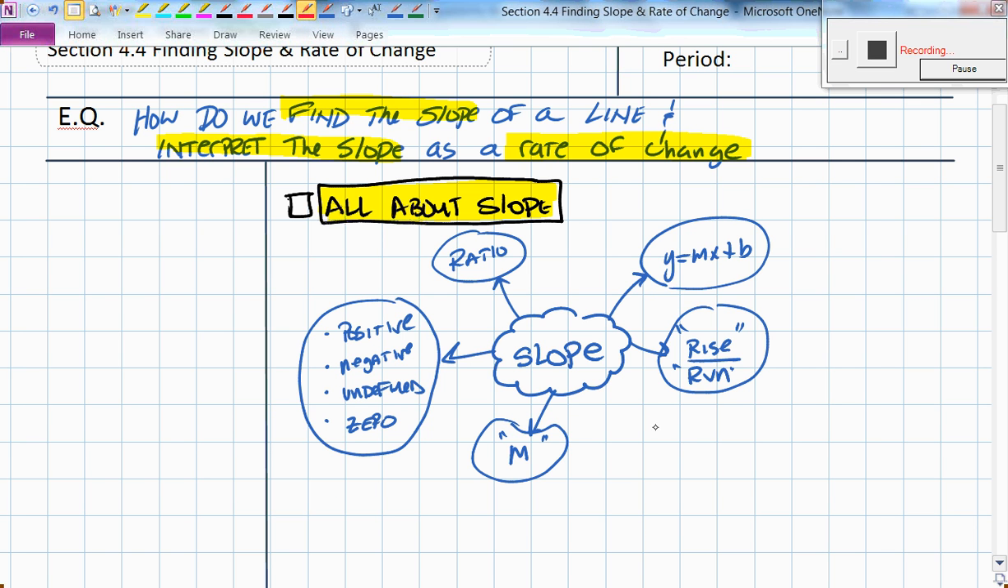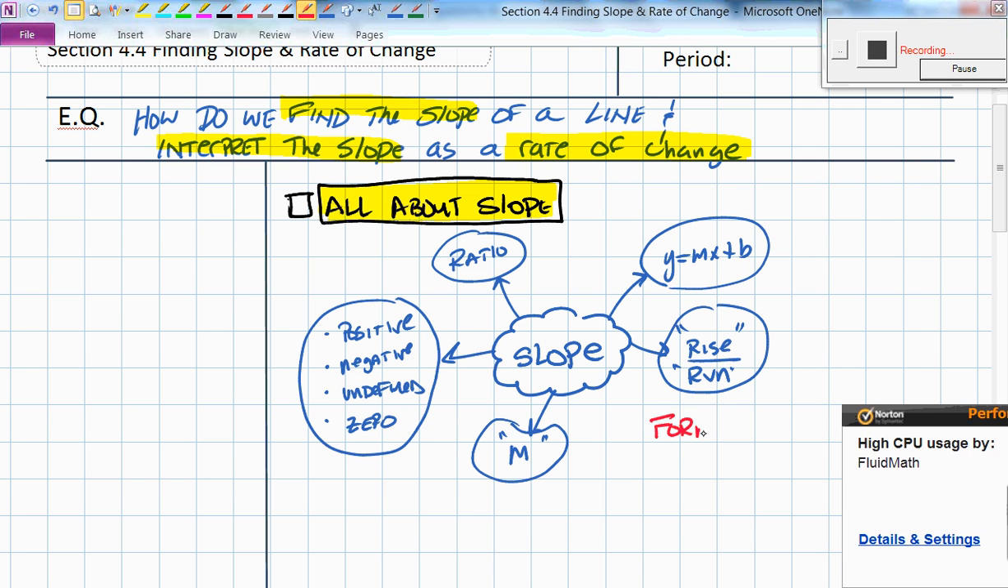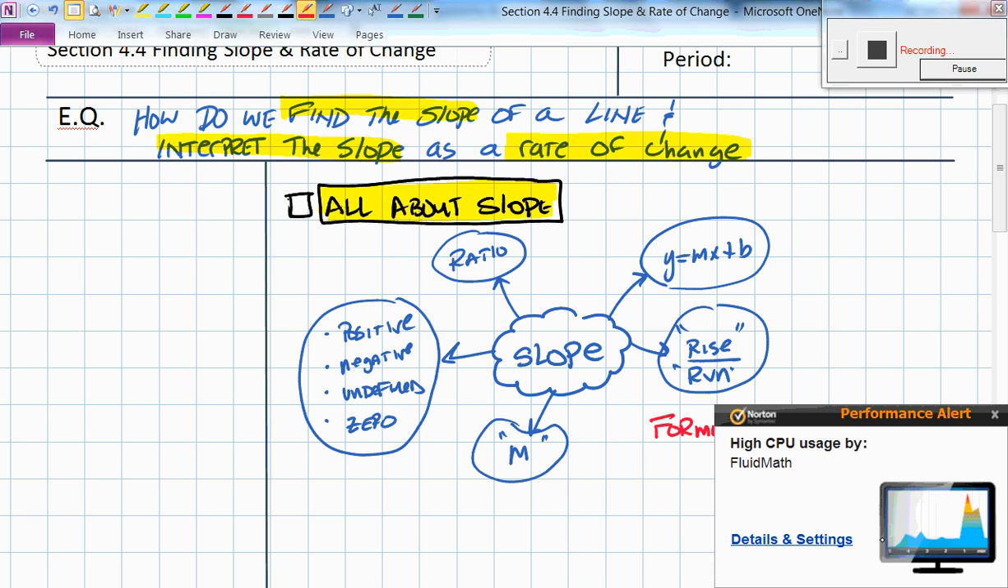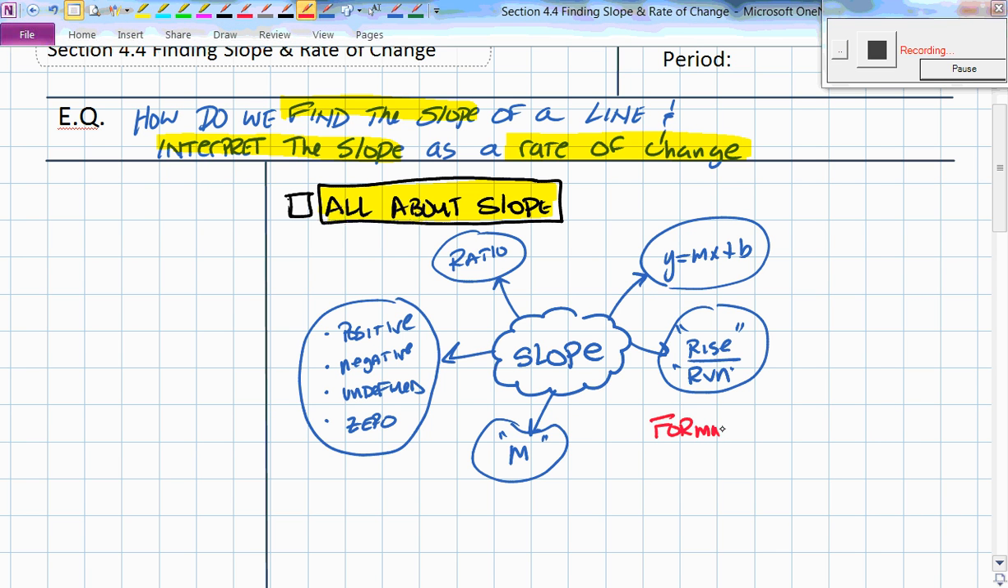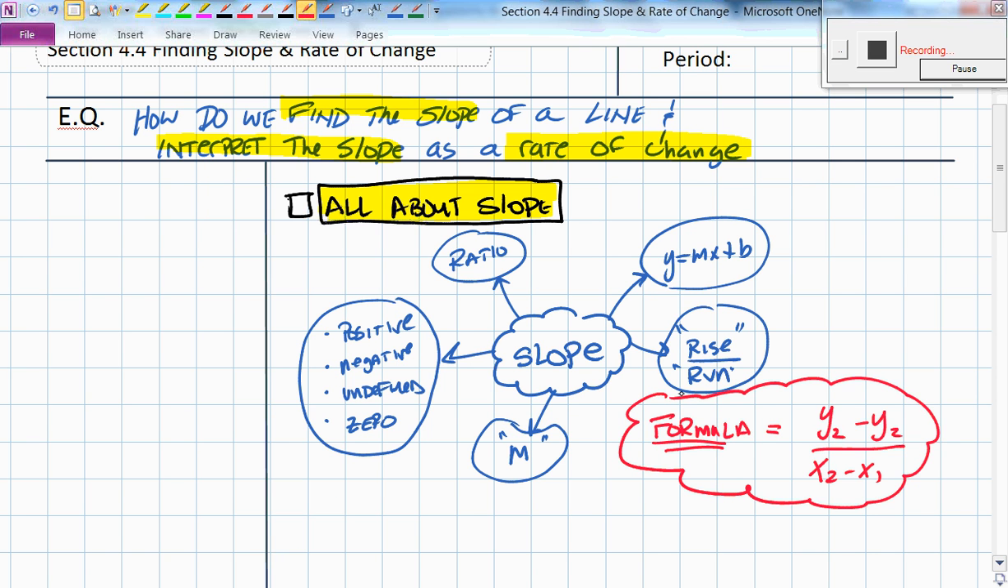Does anyone know the actual slope formula? Anybody know the actual slope formula? What do you think, Russ? I'll give you a hint. It's y2 minus y1 over x2 minus x1. You're super close. It's a ratio, right? Over x2 minus x1. So this part is super important for us to remember.